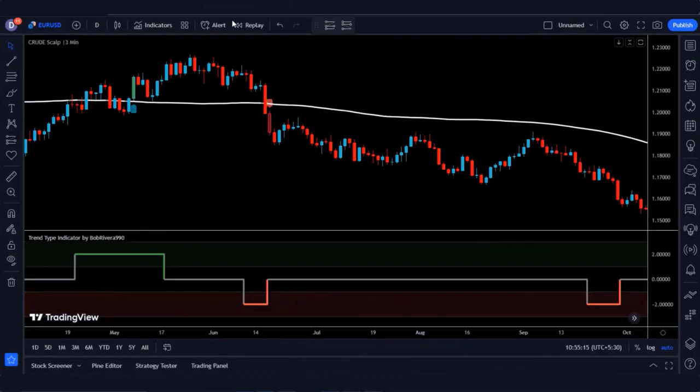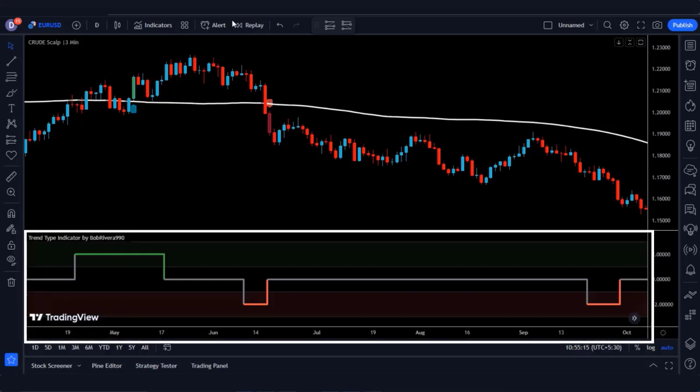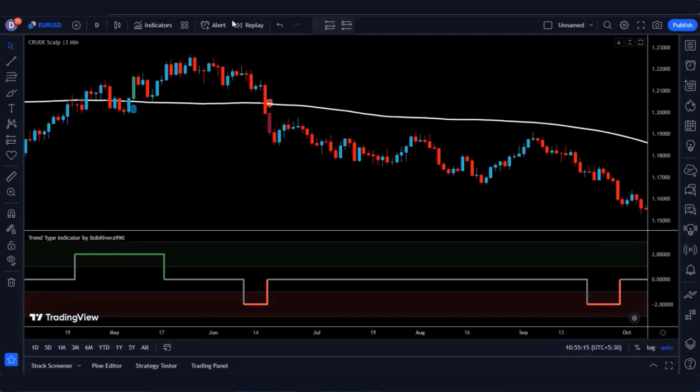Now, let me tell you the trade entry conditions. For short trades, we need a sell signal from Intraday buy sell indicator, and the trigger candlestick's closing needs to be below the moving average line. For further confirmation, I need to draw a vertical line and look at the Trend Type indicator. If this indicator's line is in the lower area and red, the sell signal is confirmed.